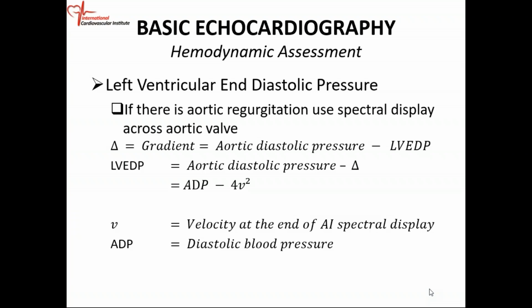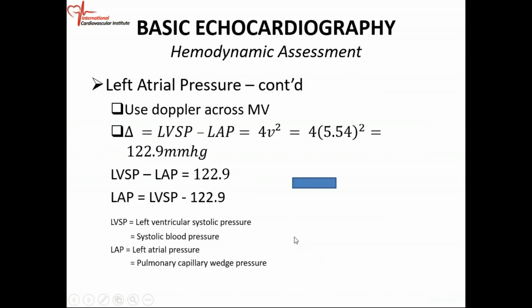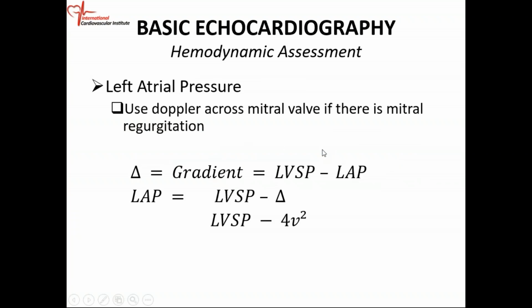Because when you have mitral regurgitation, blood is flowing from the left ventricle across the mitral valve into the left atrium. The only way you can get that happening is if the left ventricular systolic pressure is greater than the left atrial pressure. And that difference in pressure is what we call the gradient. So the gradient is the difference between the left ventricular systolic pressure and the left atrial pressure.